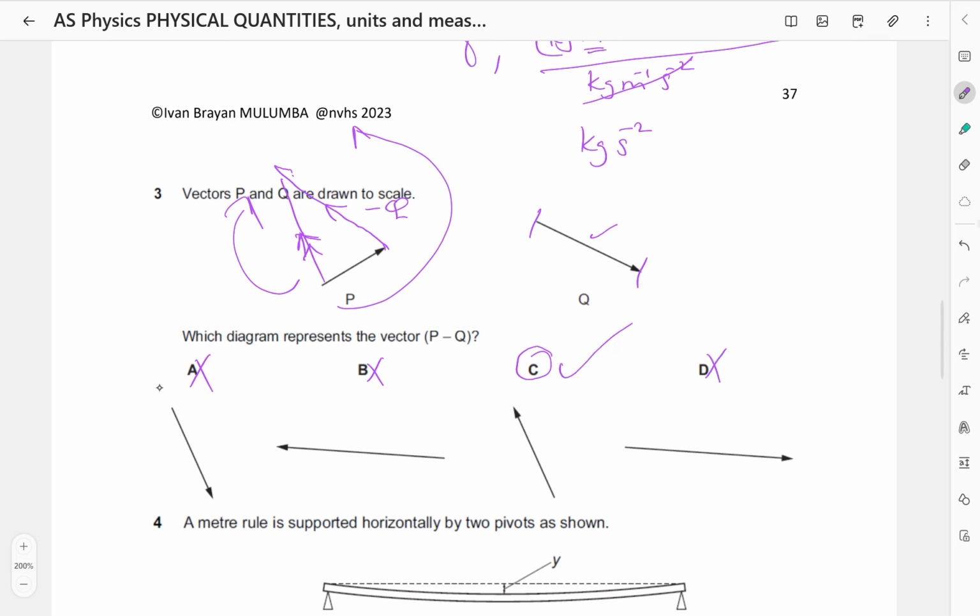Remember, they are drawn to scale, so you can measure the length and join the vectors head to tail. So P plus negative Q in the opposite direction. I've reversed Q to point in the opposite direction because of the negative. They form an anti-clockwise loop. So the resultant should be clockwise. That's why I'm taking C.